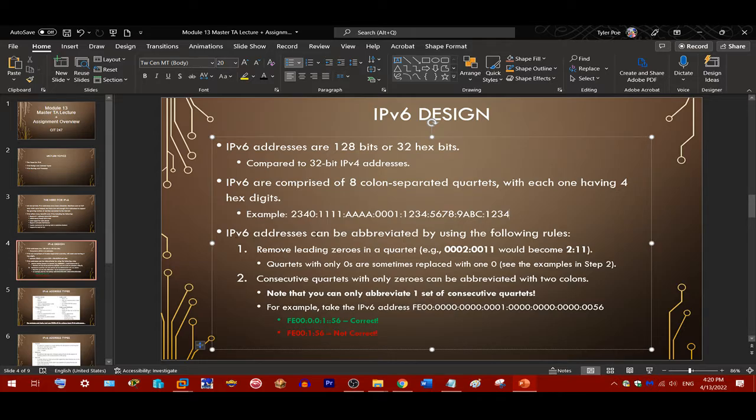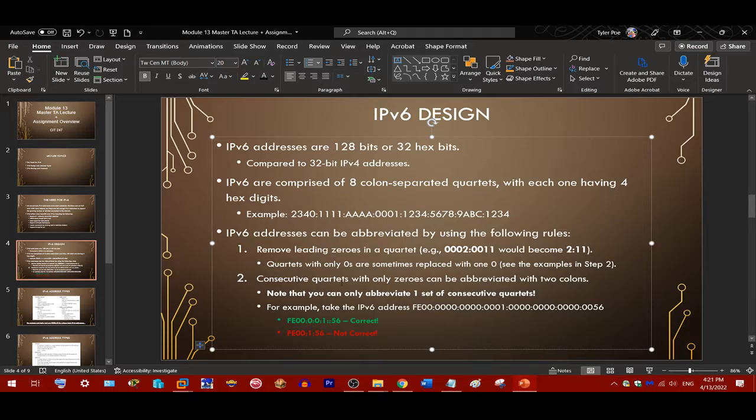IPv6 addresses can be abbreviated, thankfully, by using the following rules. The first thing we would do is remove leading zeros in the quartet. So if you, for example, have 2 quartets with the first one having 3 zeros and the next one having 2 of them, this would become 2 and then 11. Now I should note that if there's a 0 in between numbers, you cannot remove that 0. I should make that clear. Quartets with only zeros are sometimes replaced with a single 0, which we'll get to in a minute.